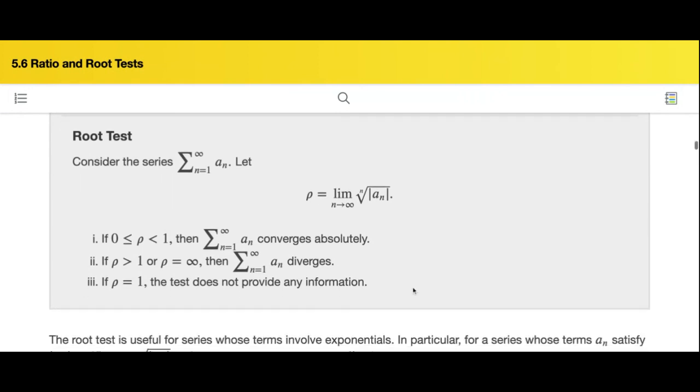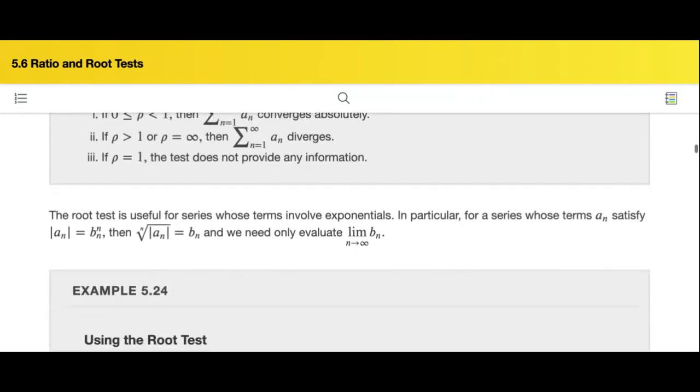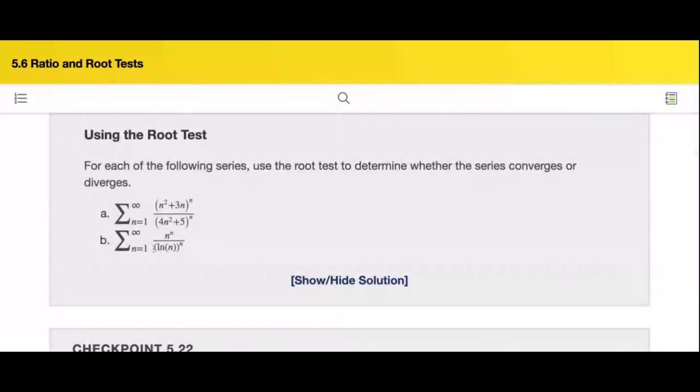Okay, let's see an example. The first example is (n squared plus 3n) raised to n over (4n squared plus 5) raised to n. Well, this can be written as n squared plus 3n over 4n squared plus 5, then raised to n, right? With this, we want to take the nth root. When we take the nth root, we just have n squared plus 3n over 4n squared plus 5.